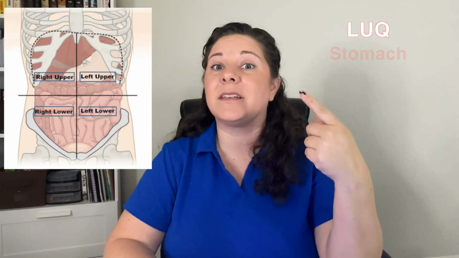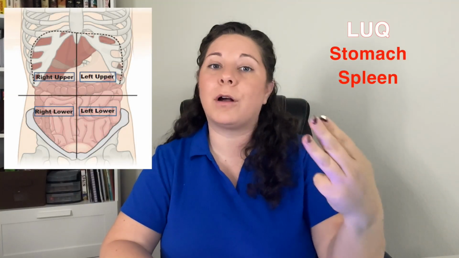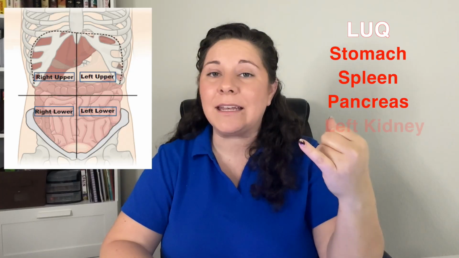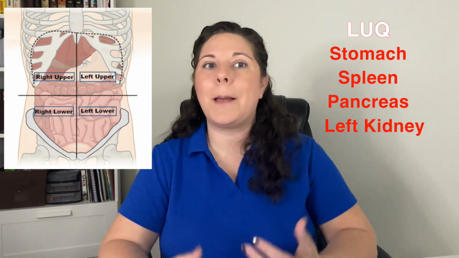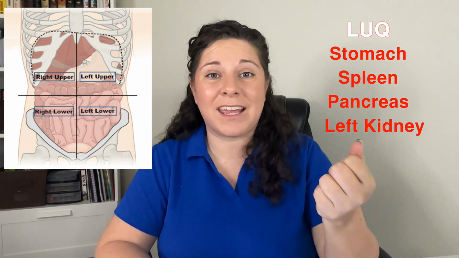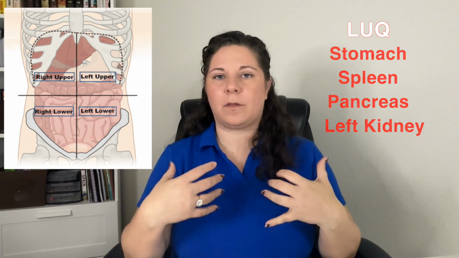Looking at the left upper quadrant, we're going to see the stomach, the spleen, part of the pancreas, and the left kidney. So pain here is often gastritis or ulcer, pancreatitis, could be a splenic injury. A classic EMS example that I would have is pain in the upper left quadrant following very directional traumatic injury with pain in the left shoulder. That is splenic injury. And the spleen bleeds out quickly. So be very careful with these patients.